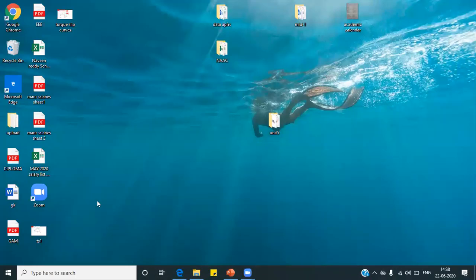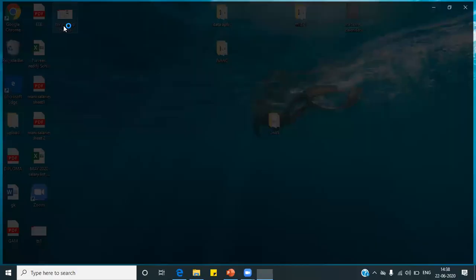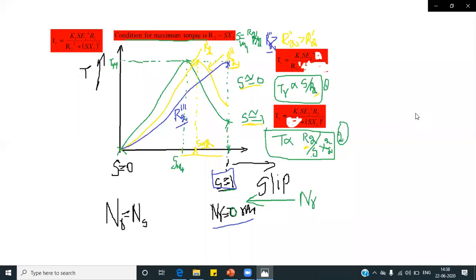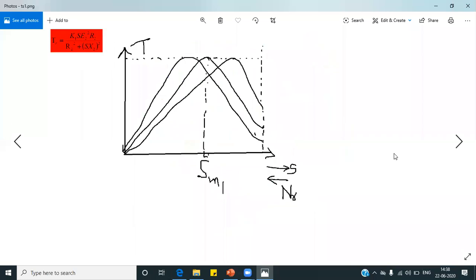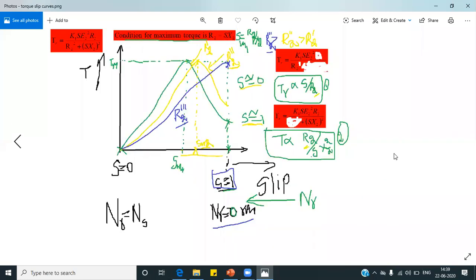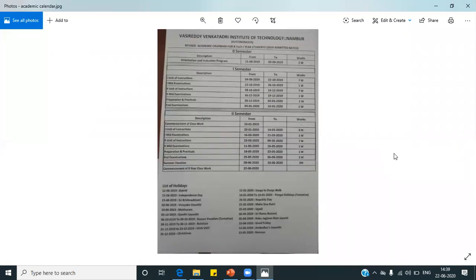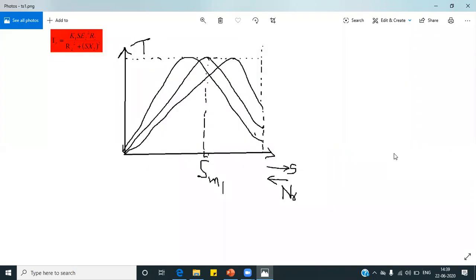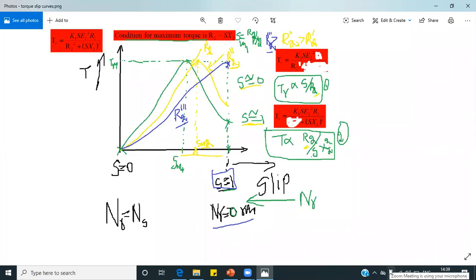Yeah, I have saved it somewhere. Talk slip curves. Yes, this is it. Still, yes, sir. Continue, sir. Need next class. What to explain, sir?